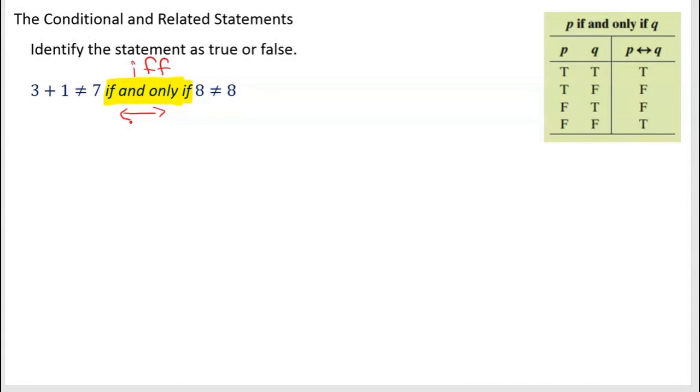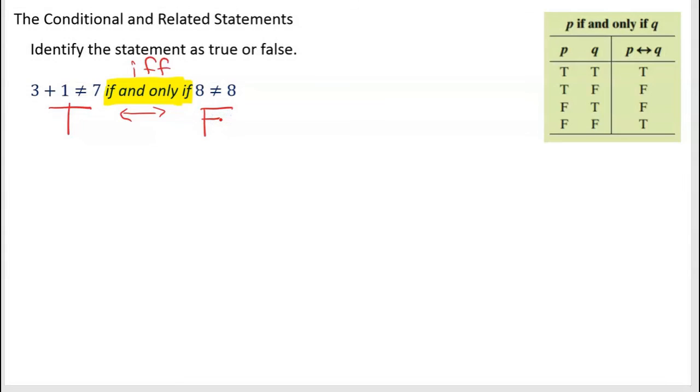Now, let's see if we can determine if this is true or false based on the truth value of each of our component statements. So we have 3 plus 1 is not equal to 7. Now, is that true or false? Well, 3 plus 1 is 4. 4 is not equal to 7. That's a true statement, right? Okay. 8 is not equal to 8. Well, that's a false statement, right?